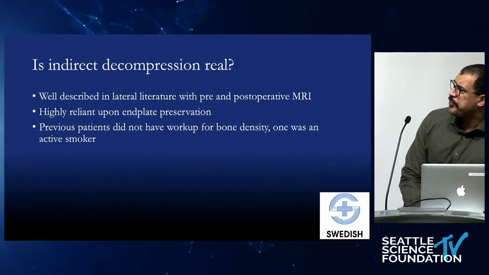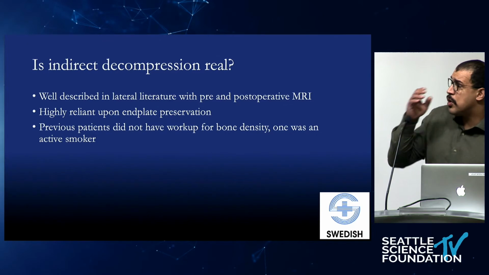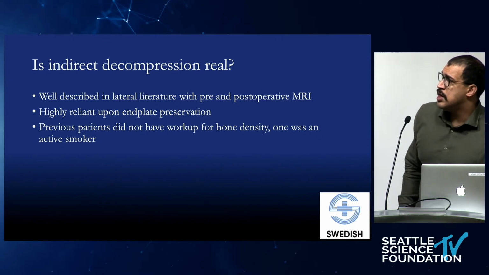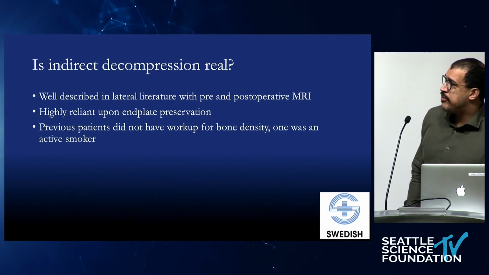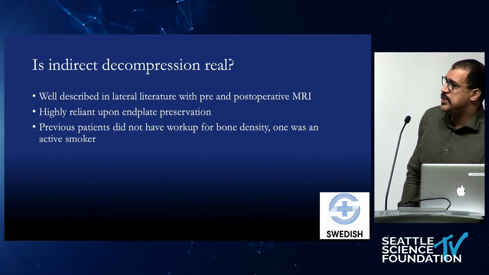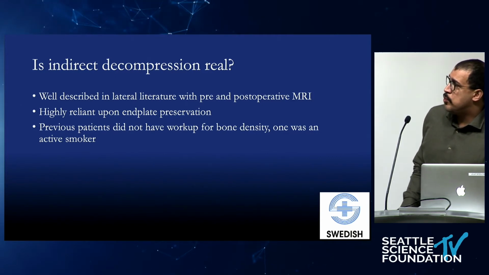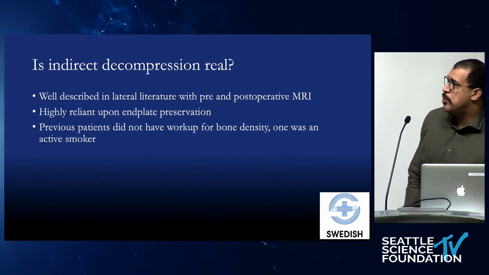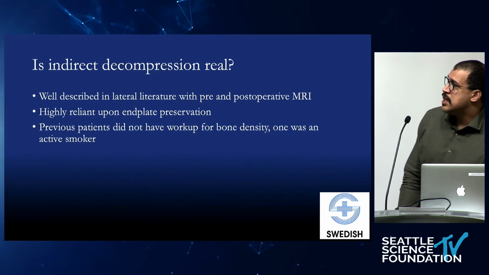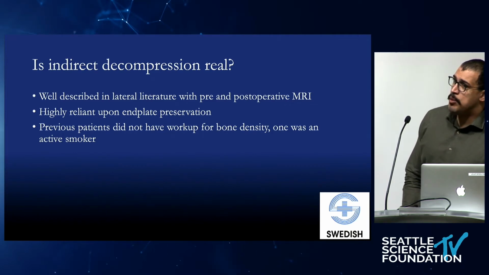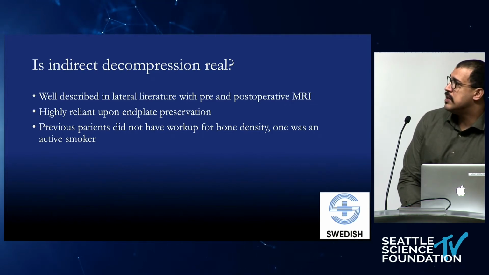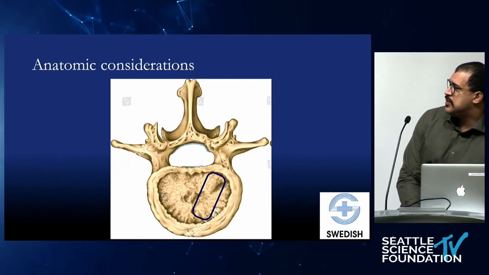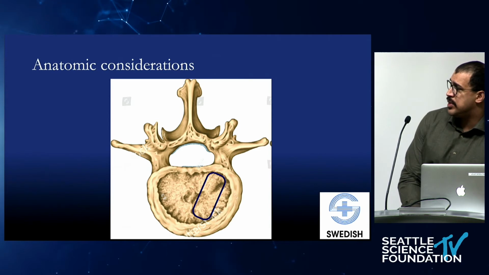So other things with these two patients, no workup for bone density. One was an active smoker. So, these are modifiable risk factors that, if you're going to be doing an MIS TLIF, whether it's a lateral or an MIS TLIF, that end plate is just so important to getting that indirect decompression. And if the patient's osteoporotic, that's going to be a very significant limitation to how much height you're going to be able to gain with those implants.